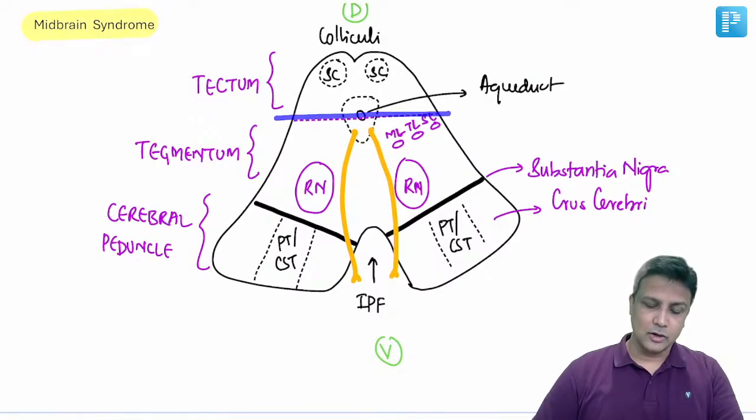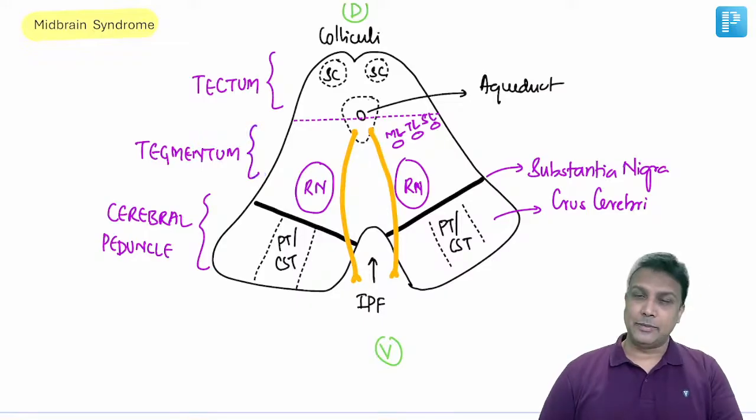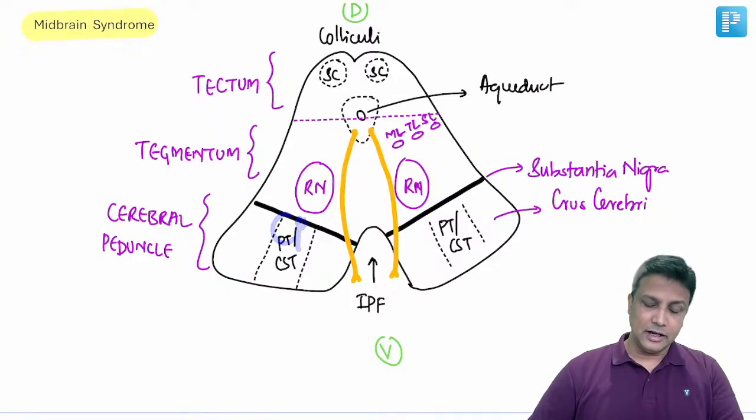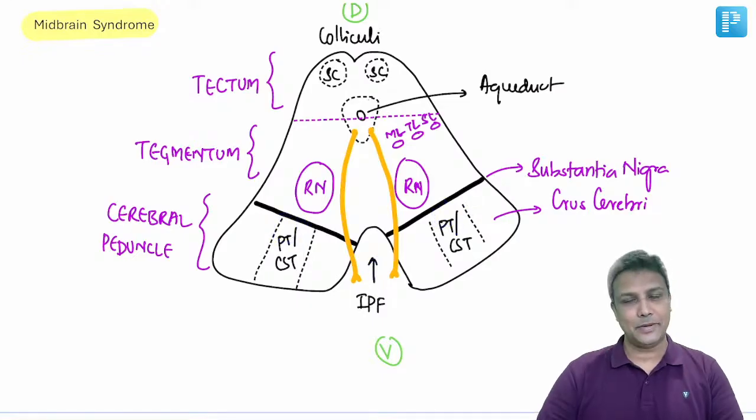Why? Because whatever part you find behind the aqueduct will be the tectum. Right in front of this will be the tegmentum. And in front of that will be the cerebral peduncle. Of course, it has to be the cerebral peduncle here and the cerebral peduncle on the other side. That's the reason why in the middle it is the interpeduncular fossa. In between the two peduncles, you have the interpeduncular fossa.